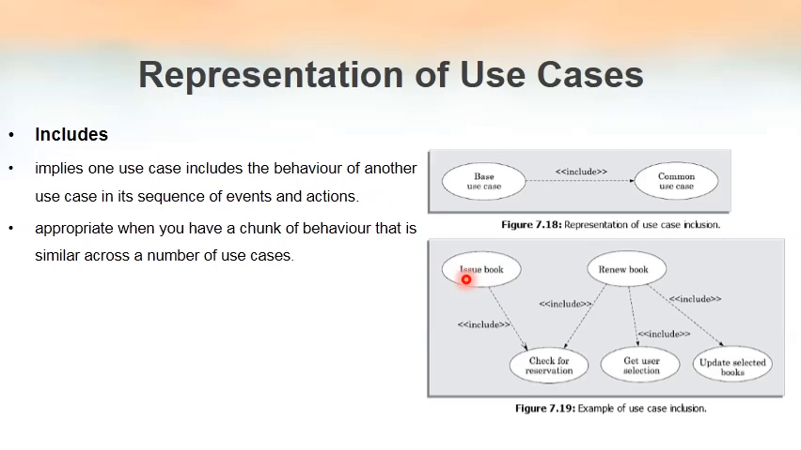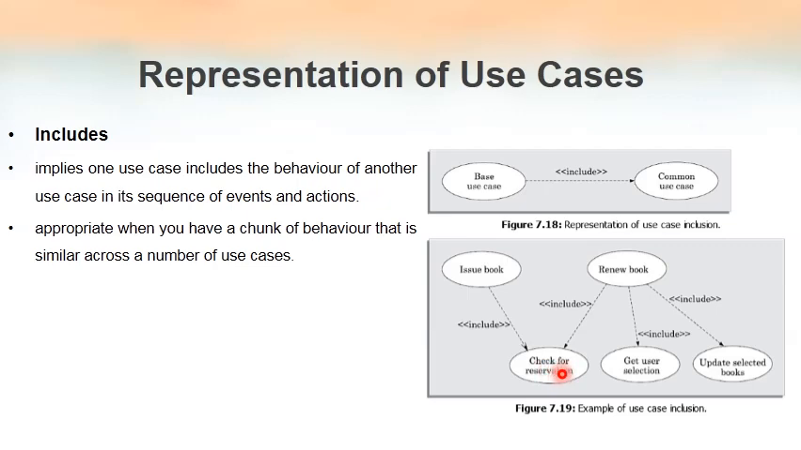So these two use cases go hand in hand. That is, they have to be done together. That is what we mean by this include relationship. That means if this action has to be performed, this action also needs to be performed. That is what we indicate by this include relationship.